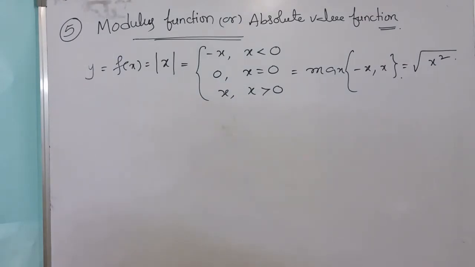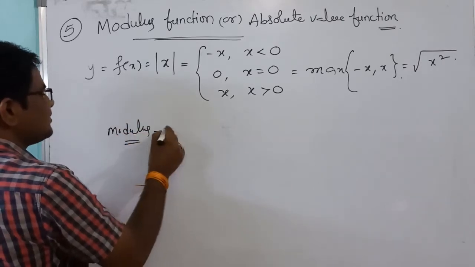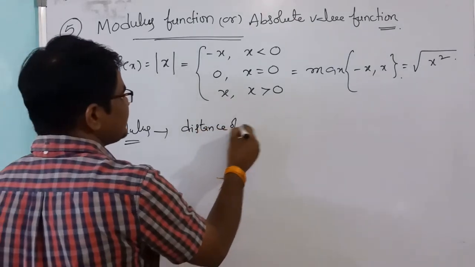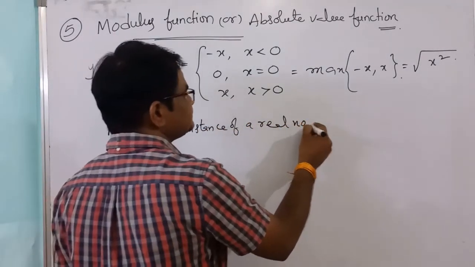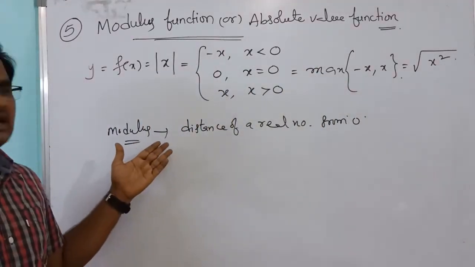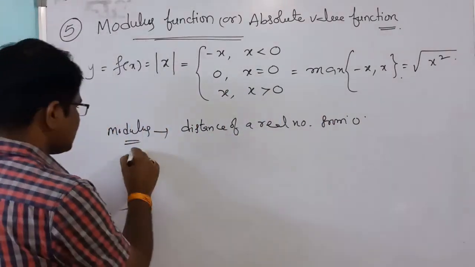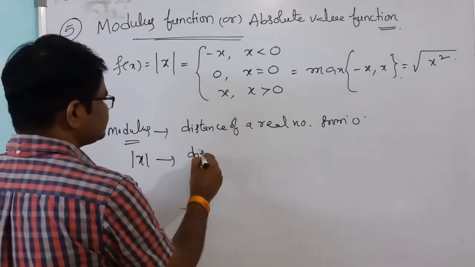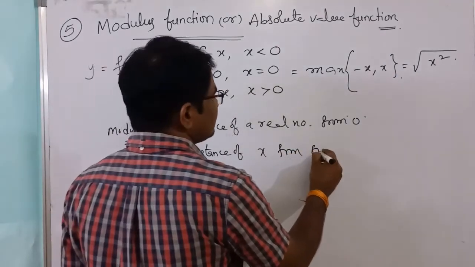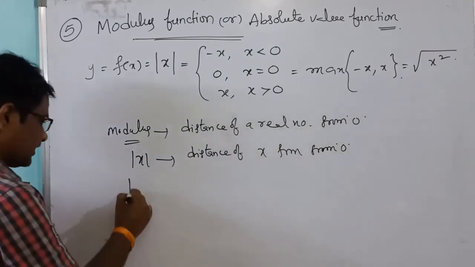Right. Now here see, this modulus is nothing but the distance of a real number from the origin. Modulus is nothing but what? Distance of a real number from the origin. Means mod x, if you take, is the distance of a real number x from the origin.